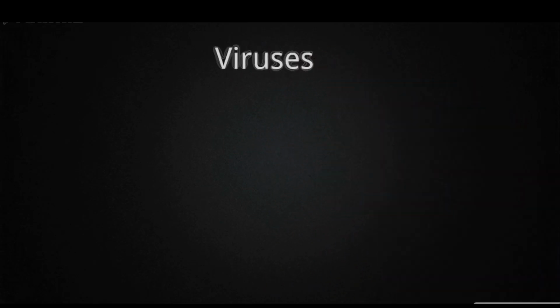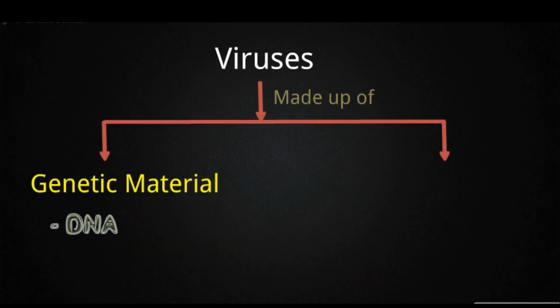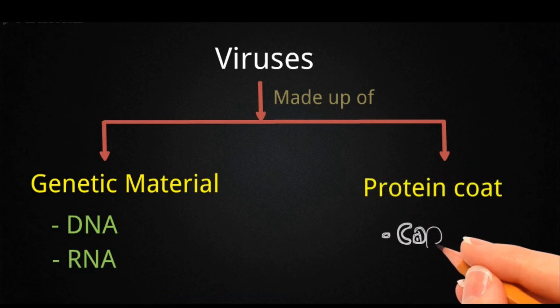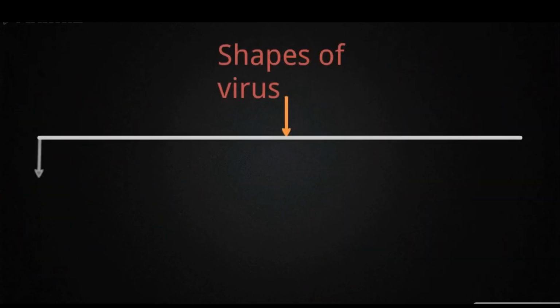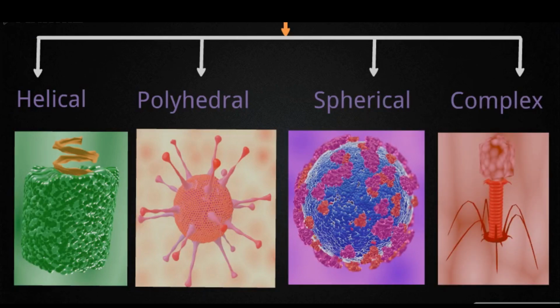Viruses come in many different shapes and sizes, but all are made of two essential components: a core of genetic material, either DNA or RNA, which is surrounded by a protective protein coat called a capsid. Packed together, a single virion comes in 4 different shapes: helical, polyhedral, spherical, and complex.